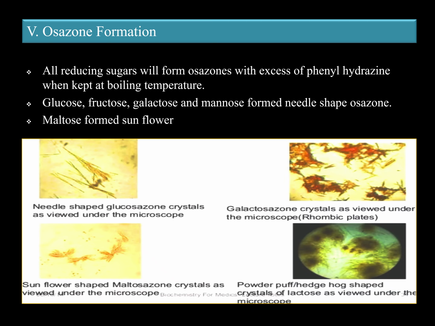This is the osazone formation test. All reducing sugars form osazones when reacted with excess phenylhydrazine at boiling temperature. Different sugars form different shaped crystals. For example, glucose, fructose, galactose, and mannose form needle shaped osazones. Maltose forms sunflower-like crystals, so this test helps in the identification of sugars.